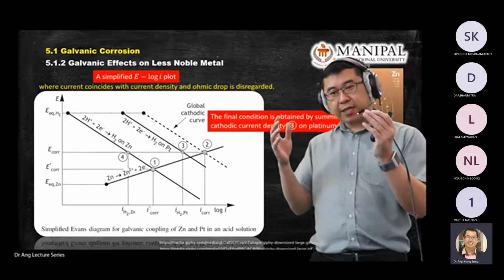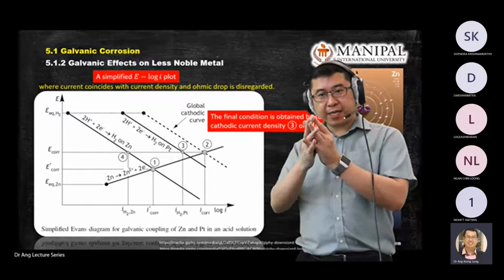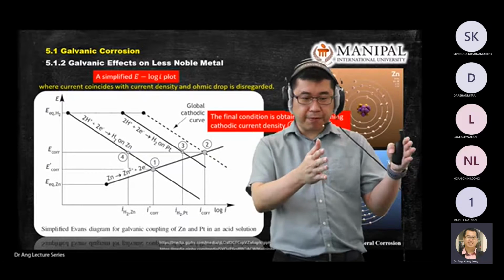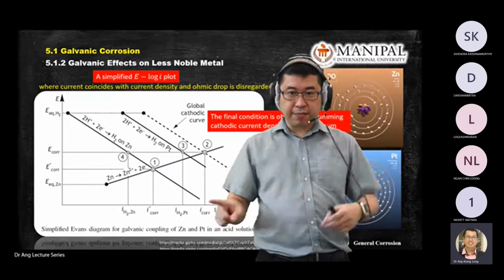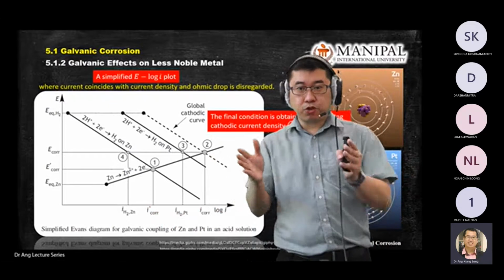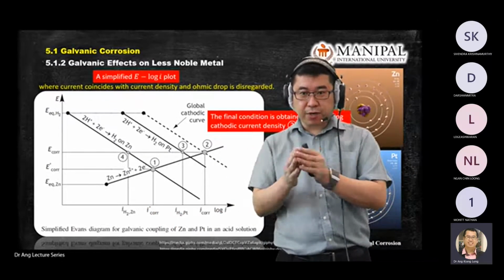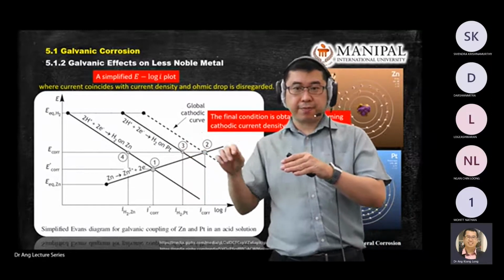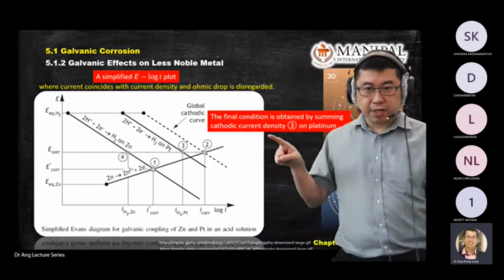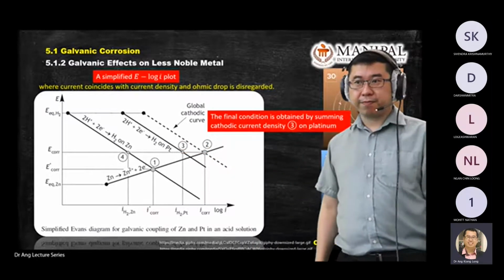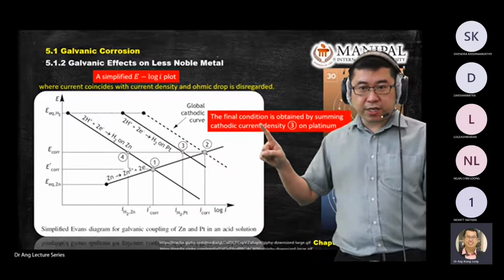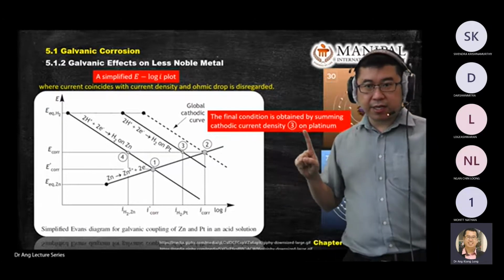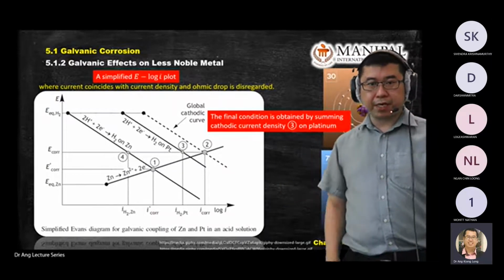So before and after you do coupling, the corrosion happens, right? Before you mix them together, before they are electrically connected, nothing has happened yet. But when you join them together, when you connect them, you reach point number 2. Then corrosion happens. After corrosion happens, you will go to point number 3. The final condition you can obtain by summing the cathode current density at point number 3 on platinum.